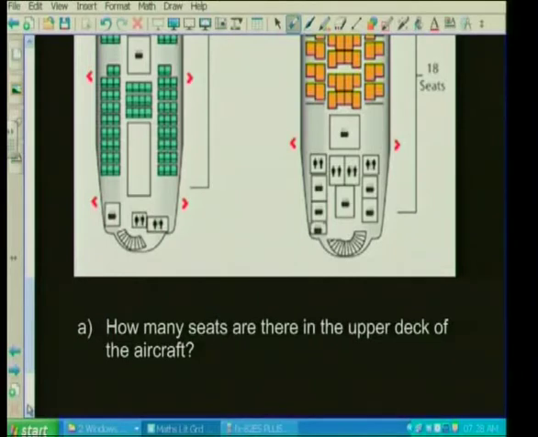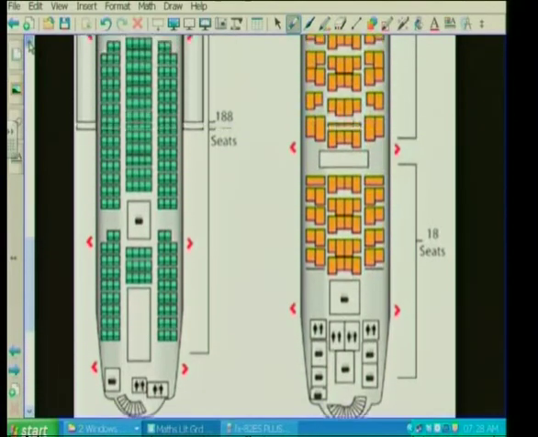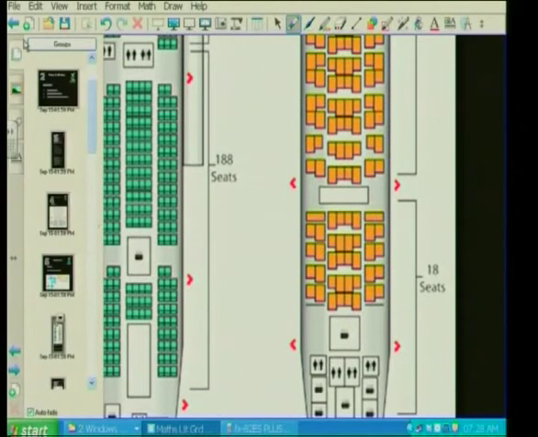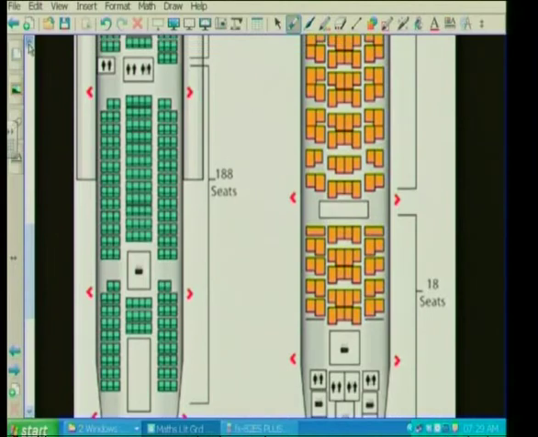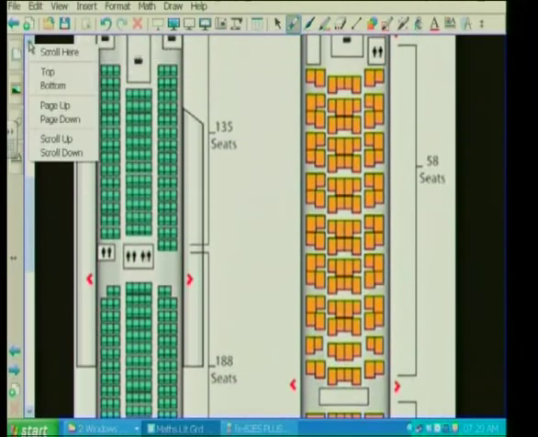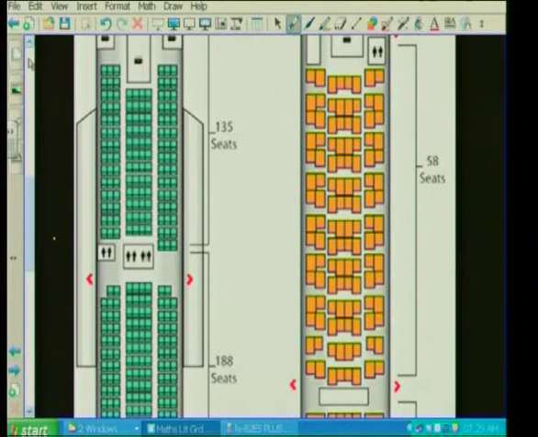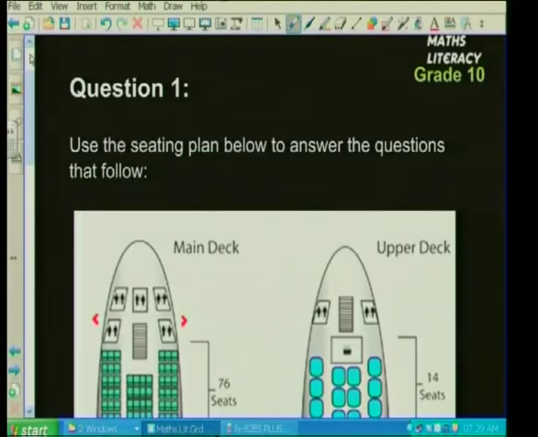The first one says, how many seats are there in the upper deck of the aircraft? Well, that means we've got to decide which of the two is the upper deck. Let's have a quick look and see if there's any labels on this diagram. And if I scroll back up to the top here, you can see it says main deck for the one on the left and upper deck for the one on the right. So the one we're interested in is this one, the upper deck.